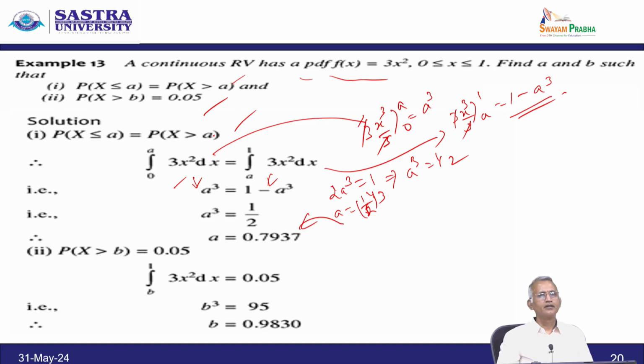0.7937. And if probability of x greater than b is equal to 0.05, we know by definition the integral b to 1 of 3x square dx equals 0.05. Therefore, expanding, 3x cube by 3 over the limit b to 1, therefore 1 minus b cube, with upper limit 1 and lower limit b cube.